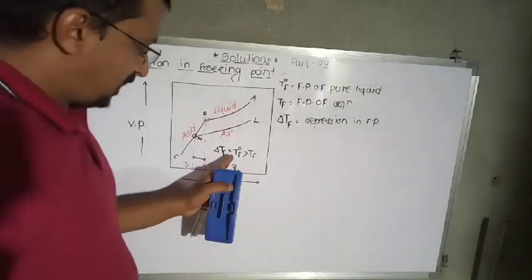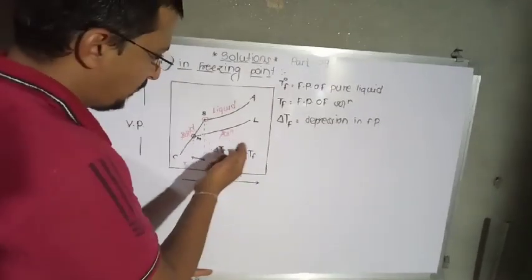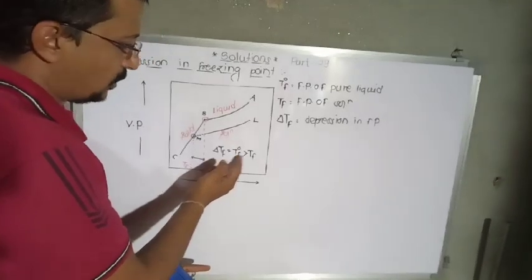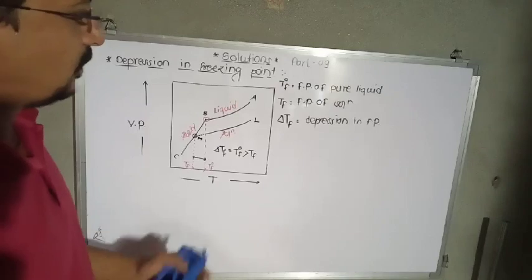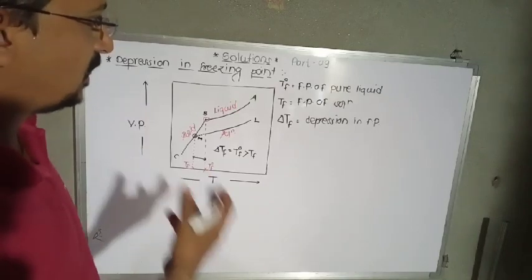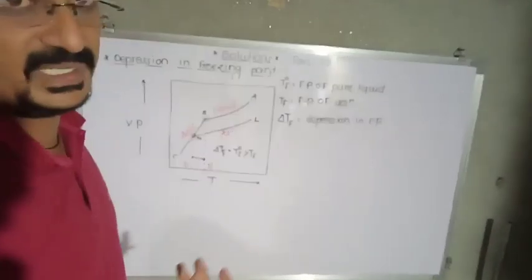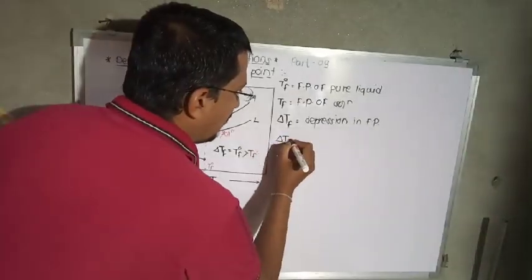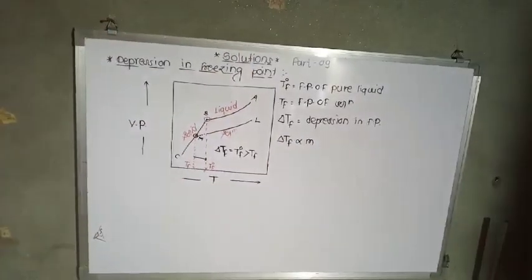So delta TF, T naught F is greater than TF, means the freezing point of pure solvent is greater than TF. Okay. Now if you consider the mathematical relation, from thermodynamic studies and experimental conditions we know that delta TF is directly proportional to small m, molality, isn't it?